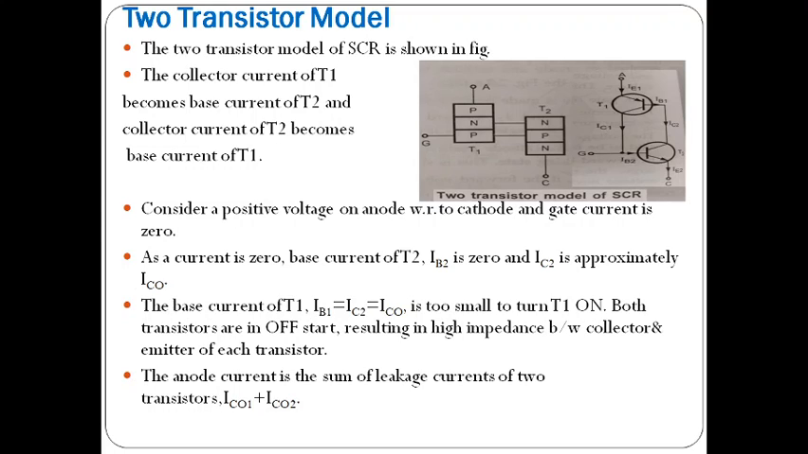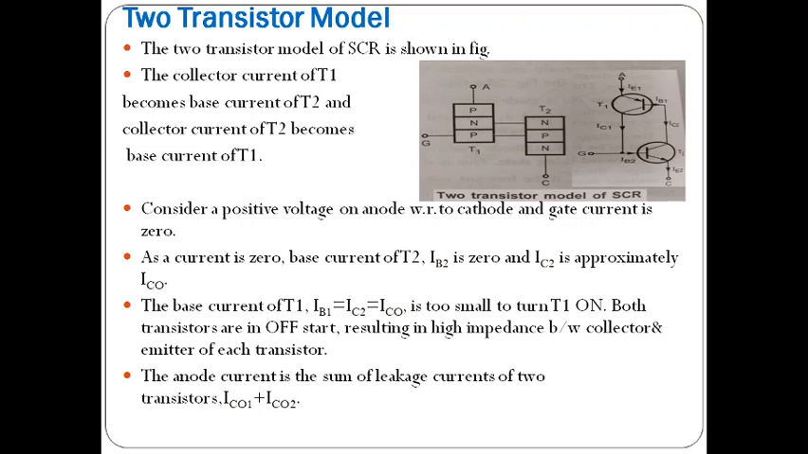then both transistors are in the off state, resulting in high impedance between the collector and emitter of each transistor. Yes, so we can say the anode current is nothing but the sum of the leakage currents of the two transistors, ICO1 and ICO2.